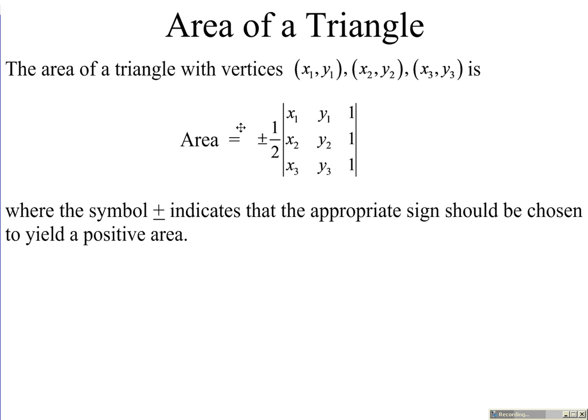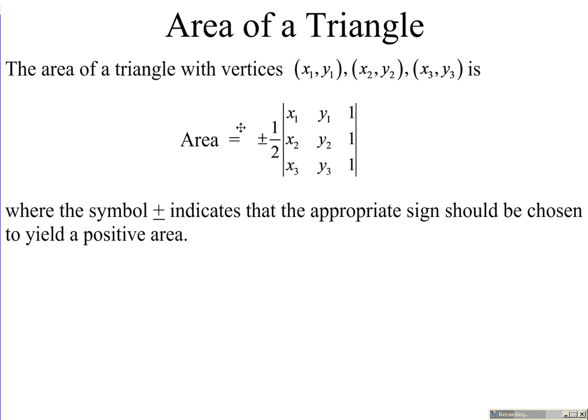The third column will always be a column of ones. Each ordered pair gets put in a row: row 1 is x1 and then y1, then x2, y2, x3, y3. Column 3 will always be ones.